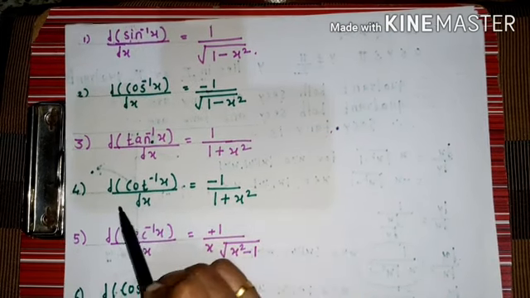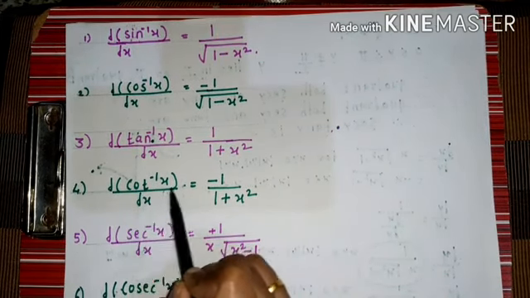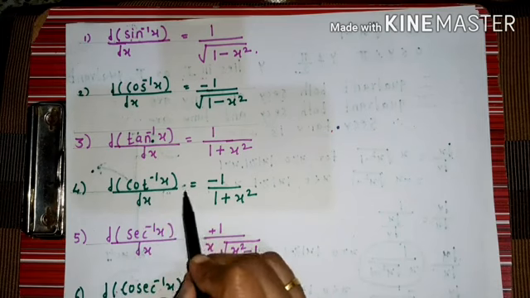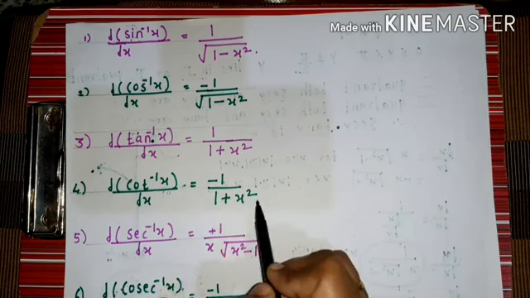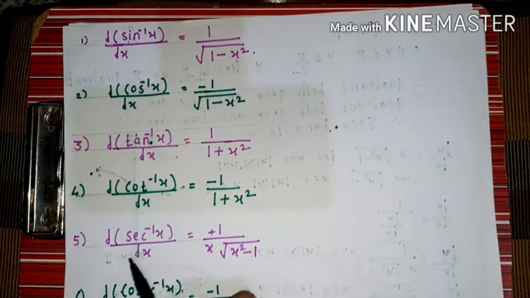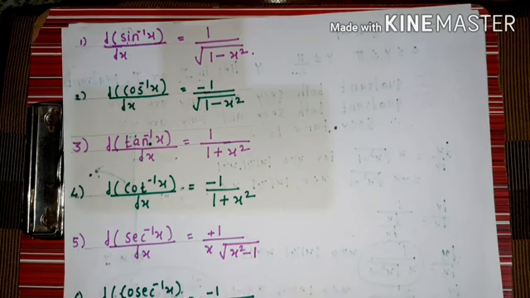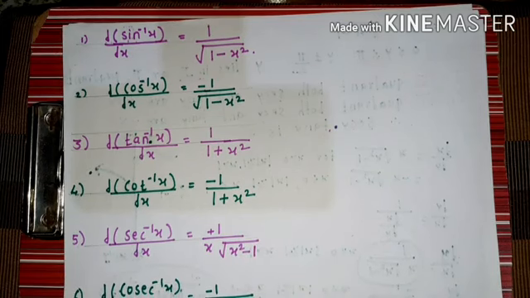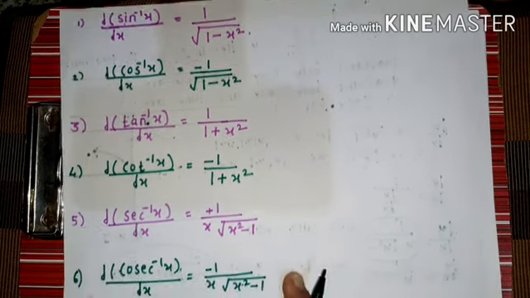Fourth, differentiation of cot inverse of x with respect to x is minus 1 upon 1 plus x square. Differentiation of sec inverse of x with respect to x equals 1 upon x into square root of x square minus 1. Last one, differentiation of cosec inverse of x with respect to x equals minus 1 upon x into square root of x square minus 1.